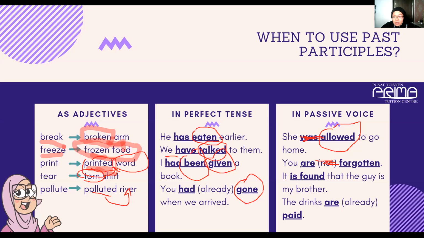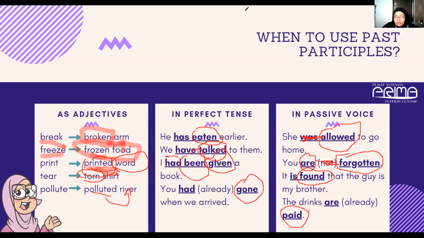This is present tense because of the word are. But we use past participle here as an indicator that this sentence is actually a passive voice. To make a passive voice, we need to use past participle. Next, it is found that the guy is my brother. Found here is also a past participle and not a past tense. And last one, the drinks are already paid. Minuman itu telah dibayar. Paid here, it's not a past tense, it's also a past participle.